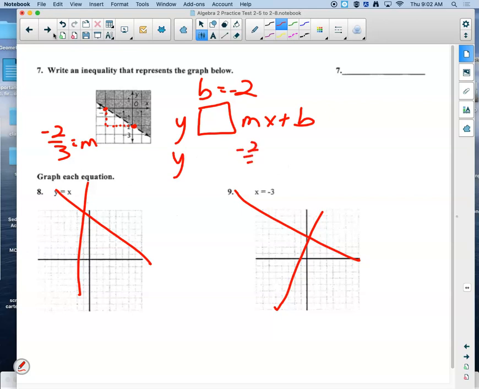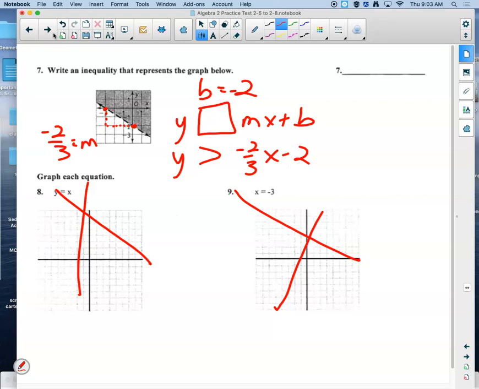Alrighty, so we're at this point. We've got the negative 2/3 and the minus 2, and now we just need to know what we should use for an inequality. Are they shading up or are they shading down? So it should be greater than. Do I need to put an equals bar on? How do you know that? It's dashed. It's not solid.